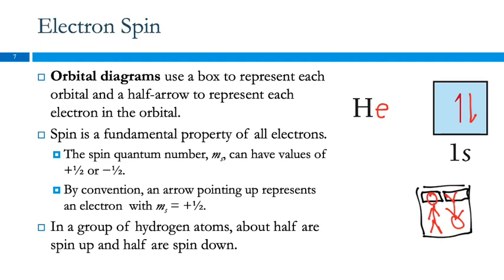So in a group of hydrogen atoms, the electrons can be spin up or spin down. About half of them would be each. And we can't really identify this one's plus 1/2, that one's minus 1/2, because we're not looking at individual hydrogen atoms anyway. We're looking at large numbers of hydrogen atoms together. So instead of worrying about where that first one is, we're just going to always assume the first one is spin up. The arrow points up.